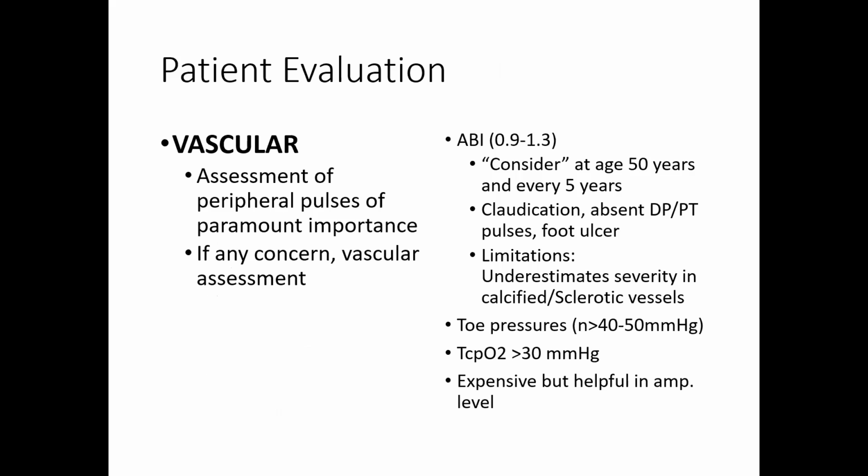That is the ankle brachial index. This is the normal range that I have written here, 0.9 to 1.3. Consider it at age 50 years and every 5 years thereafter. So the ankle brachial index we should do on every visit for a patient who is 50 years and thereafter every 5 years.